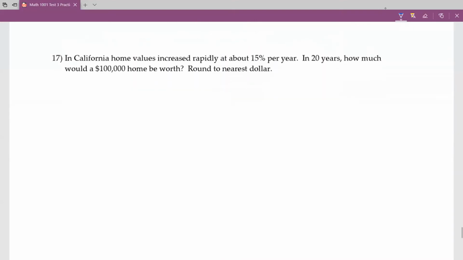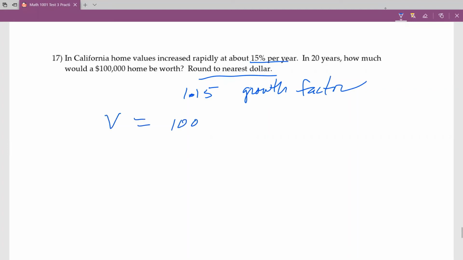Now, the last problem here, and I actually knew about this when I was in California building satellites. The value of homes in California increased rapidly. Now, let's say they increase about 15% per year. In 20 years, how much would a $100,000 home be worth? And we'll round to the nearest dollar. Well, the growth factor is going to be 1.15, as 15% per year. So if that is the growth factor, the value is going to be $100,000, which is the initial value of the house, times 1.15 to the t power, where t is years.